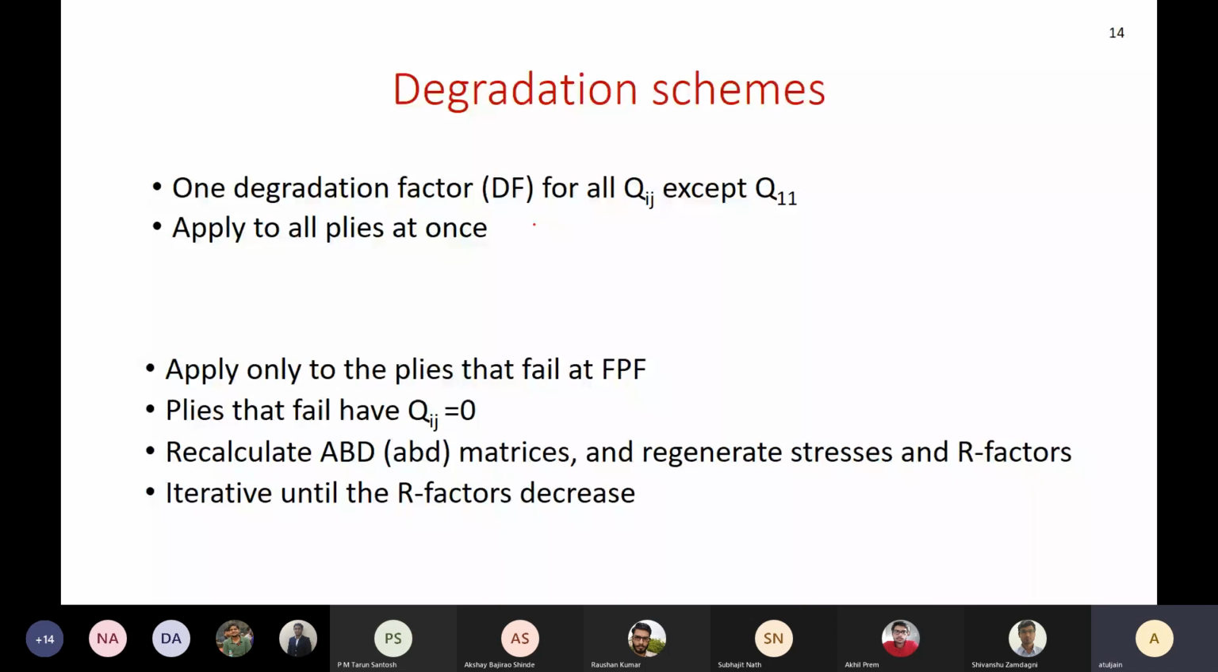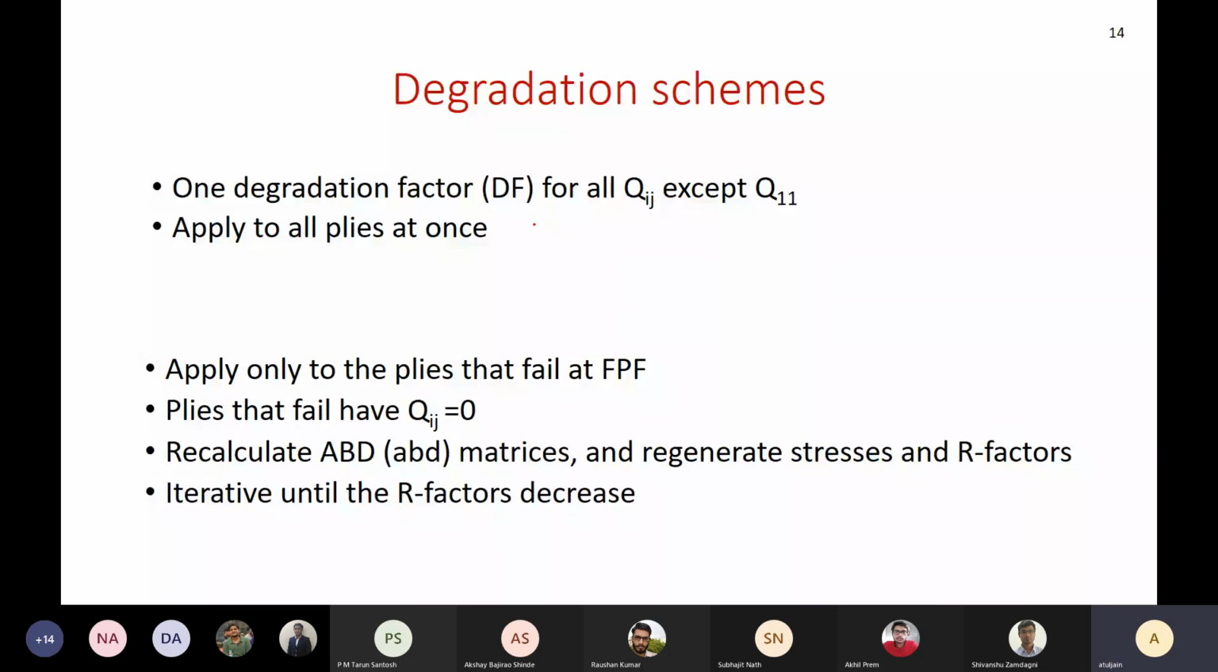Let's say I have plies which have 0, 90, 45, etc., and the 90 degree ply has failed. So in the 90 degree ply, I will just say Qij is 0, and then recalculate the ABD matrix, do everything, and keep on calculating the R factor every time. If the R factor of the entire laminate becomes less than 1, then it has failed.